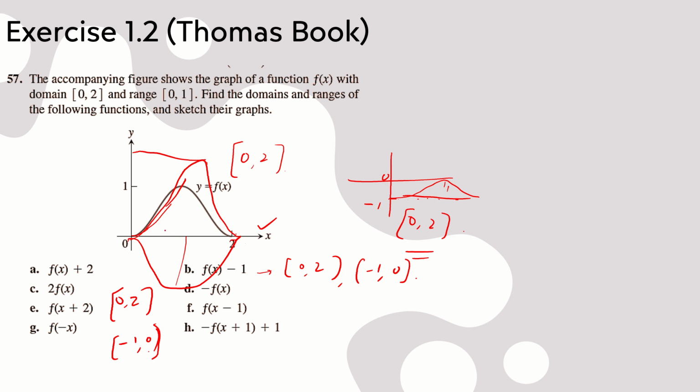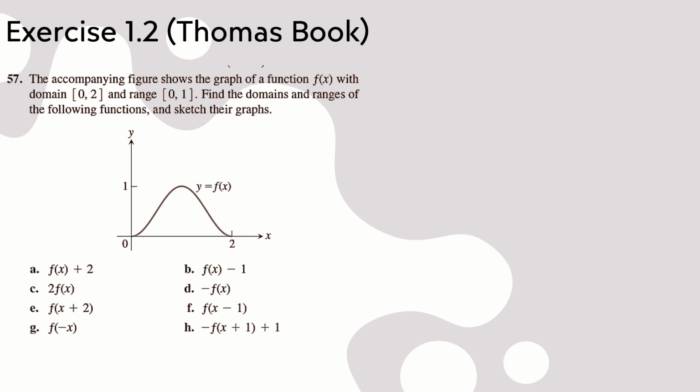For f of x plus 2, in this case the graph will be shifted 2 units to the left, not to the right. So the graph will start here like that. So the domain will become -2 to 0. The range will remain the same. Whereas for f of x minus 1, in this case the graph will be shifted 1 unit to the right, so it starts from here. So the domain will become 1 to 3, whereas the range will be the same, 0 to 1.